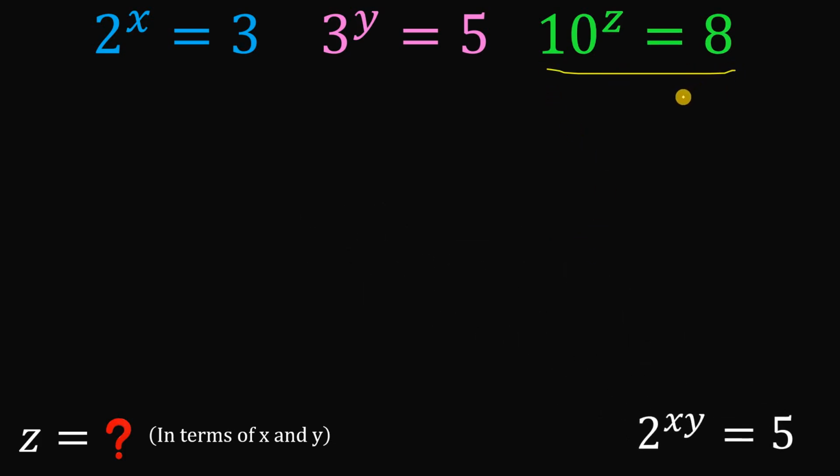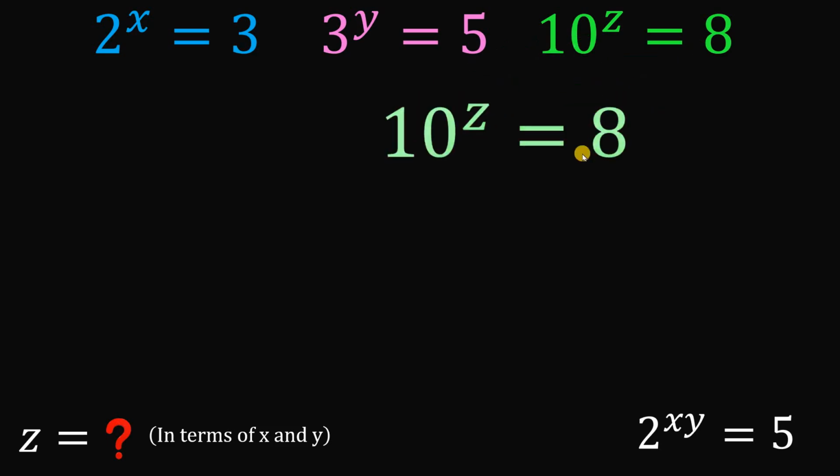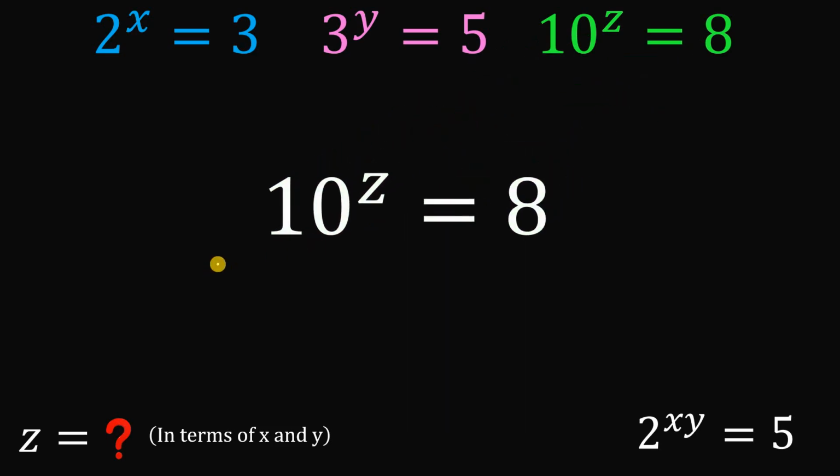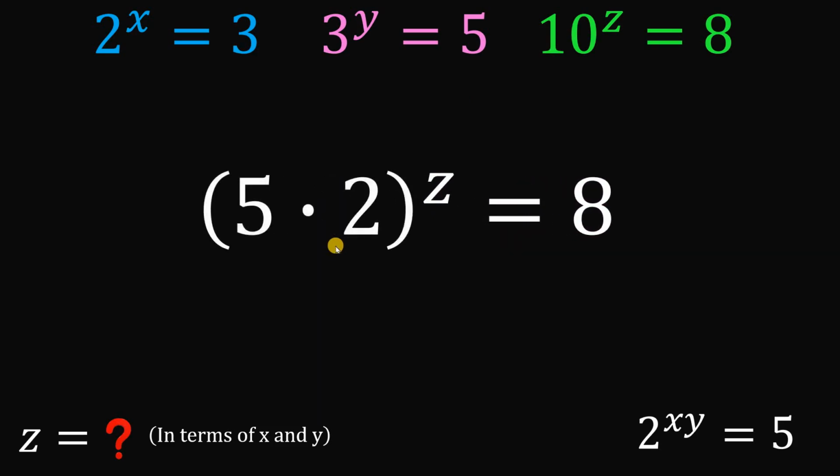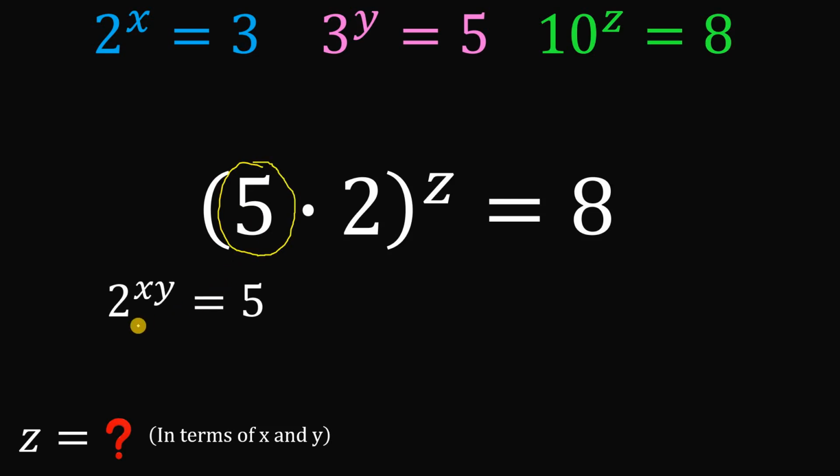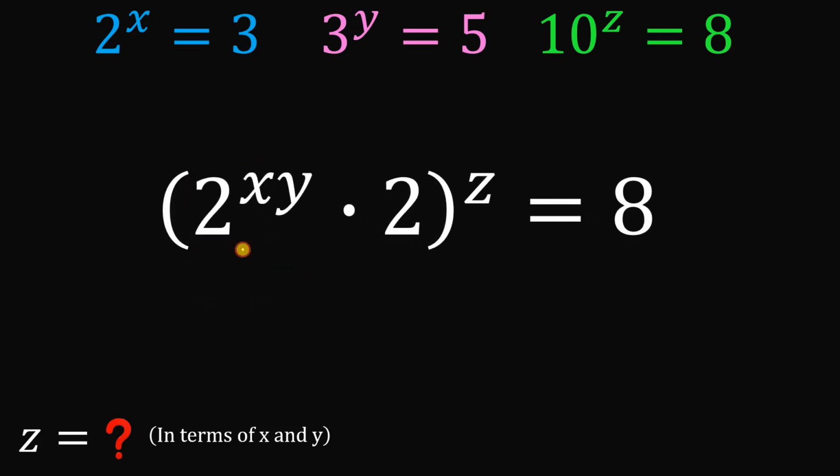And now, let's get the third equation, 10 raised to the power of z equals 8. Now, we know 10 simply equals 2 times 5 for sure. And here comes this equation. Because this 5 right over here, we can rewrite as 2 raised to the power of x times y. So we can replace this with 2 raised to the power of x times y. Now, we have the same base of 2, and we have here an exponent of 1. Therefore, we can simplify this expression inside the parentheses as 2 raised to the power of x times y plus 1.